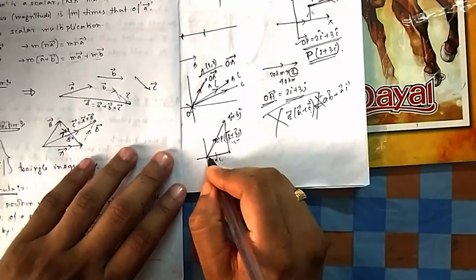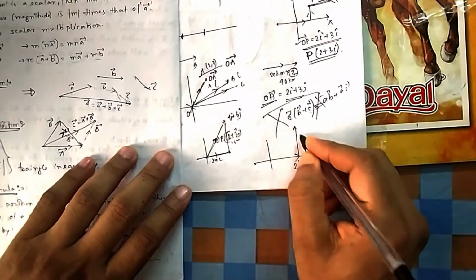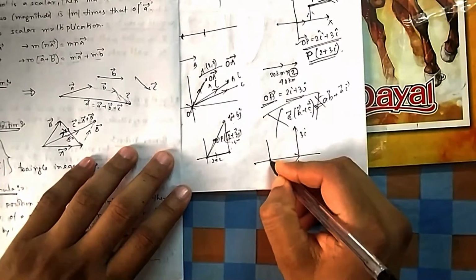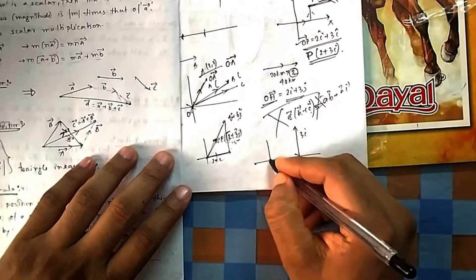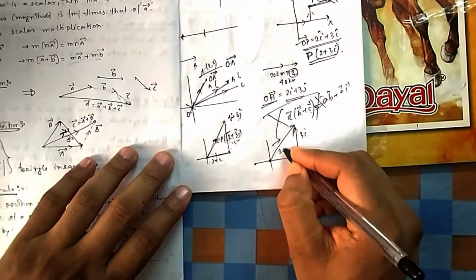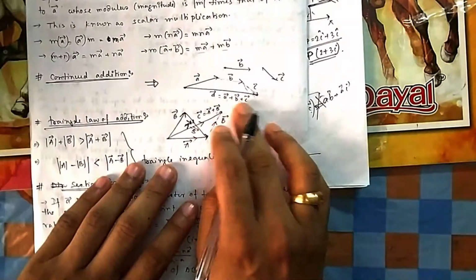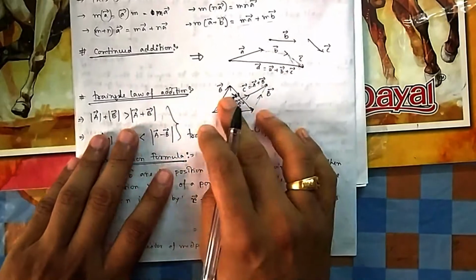You can see here, you go first 2i there, then you go 3j here. So this was the initial point from where you started, and this is your OP vector, the 2i plus 3j vector. This plus this will give you here, the summation of all 3. Now what is the triangle law of addition?